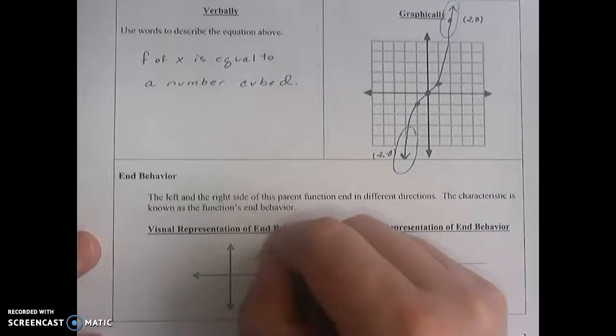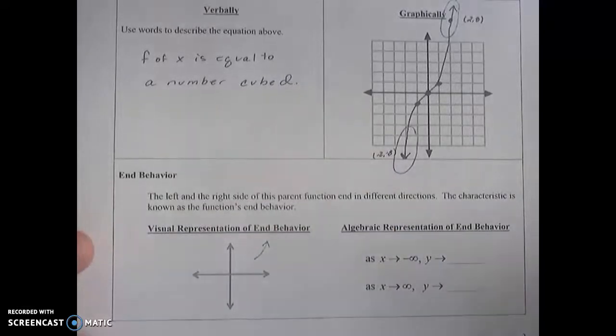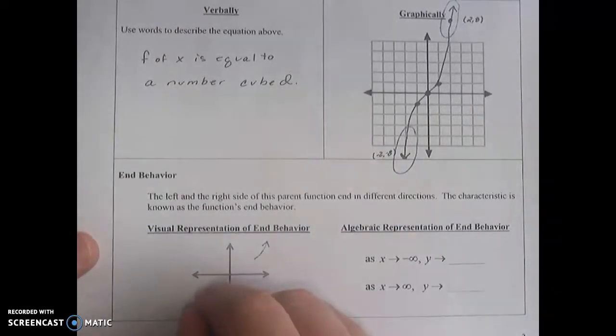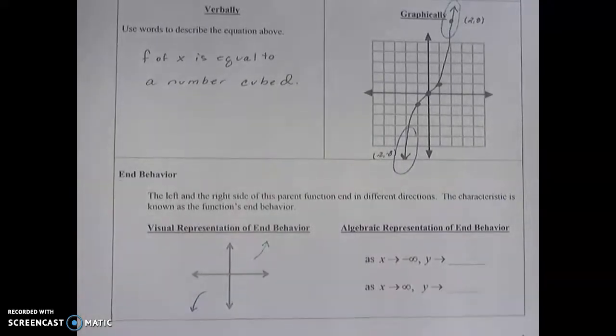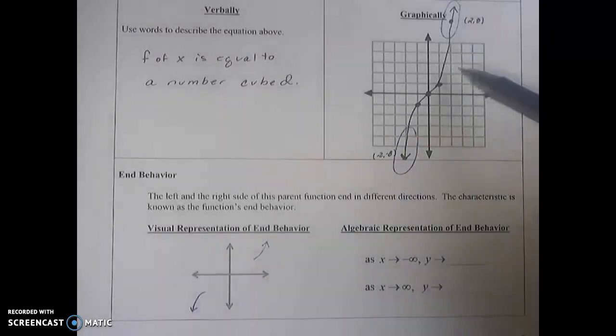And just looking above here, the right side of the graph goes up, and the left side of the graph goes down. Okay? And I've used different colors here because they're going to link to one of these two things. Okay, so this is our visual representation of what's happening on the right and left side of this graph up here, our x to the third function.